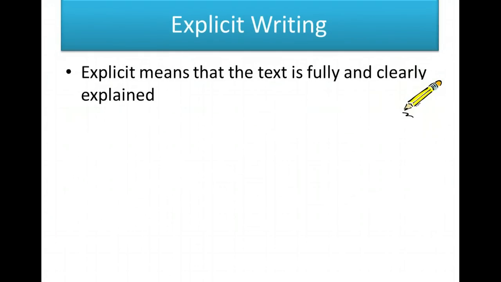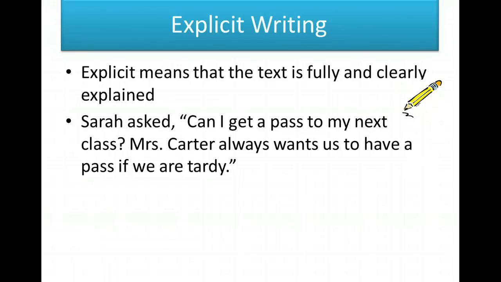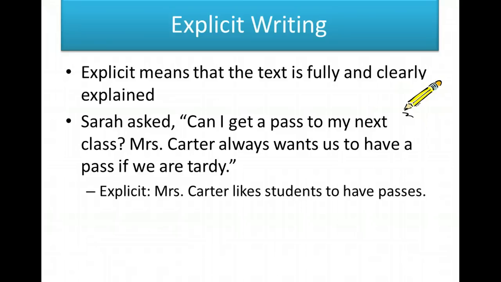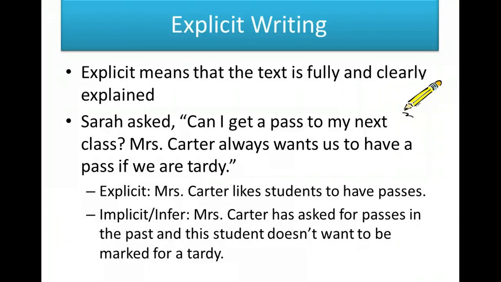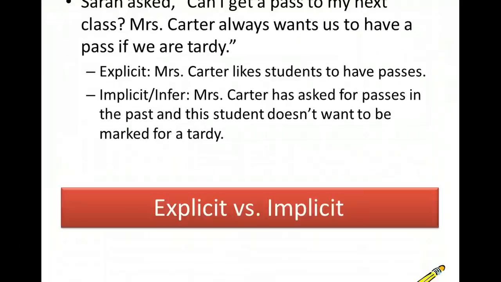So explicit writing means that the text is fully and clearly explained. Here's the example anyways: Sarah asks, "Can I get a pass for my next class? Mrs. Carter always wants us to have a pass if we're tardy." So the explicit is obviously that I want you to have a pass. The implicit is maybe that I've asked for passes in the past and the student clearly doesn't want to be marked for a tardy. So that's stuff that isn't clearly stated, but you can infer based on the information provided that those ideas are valid.